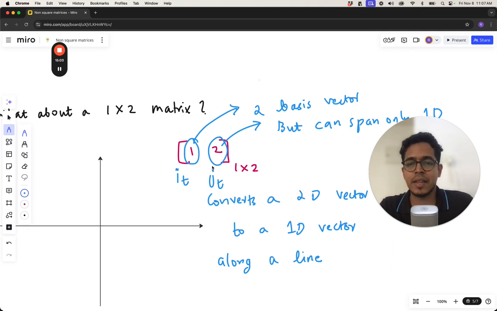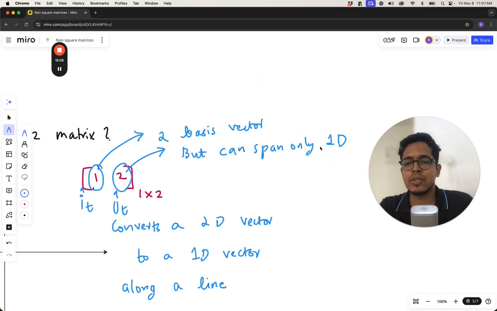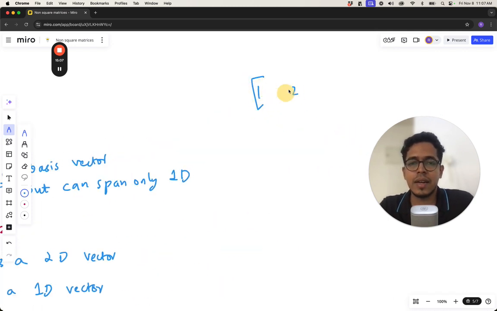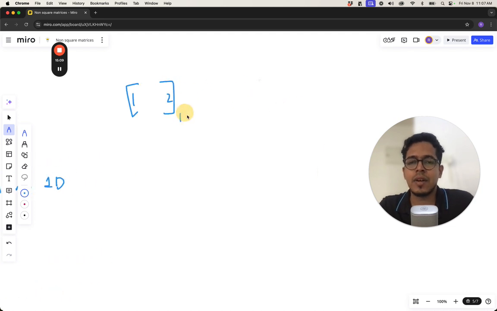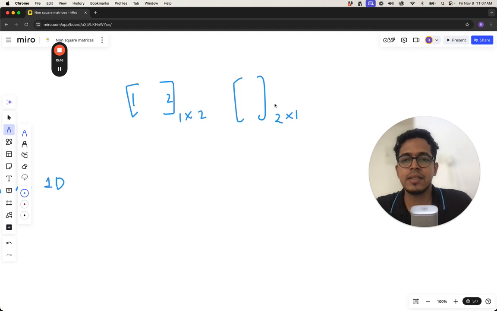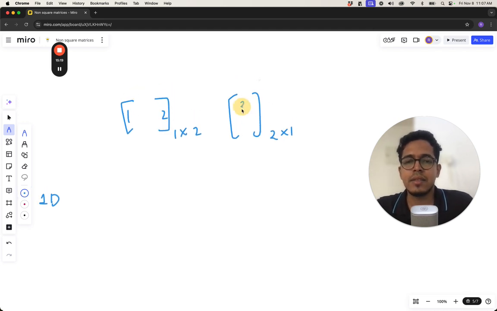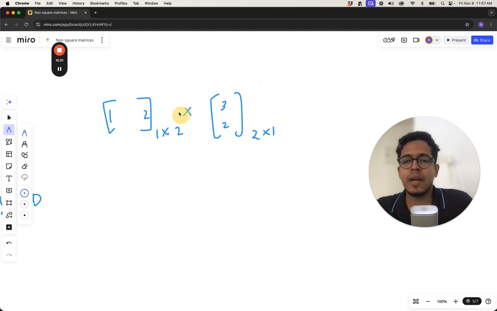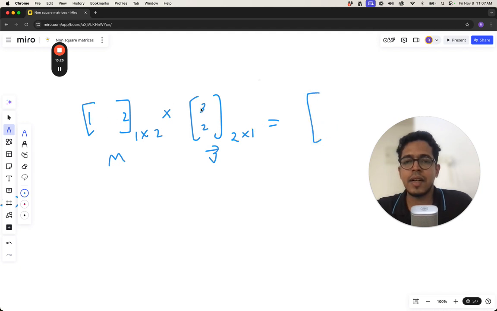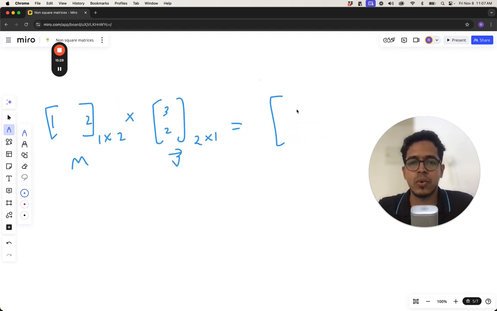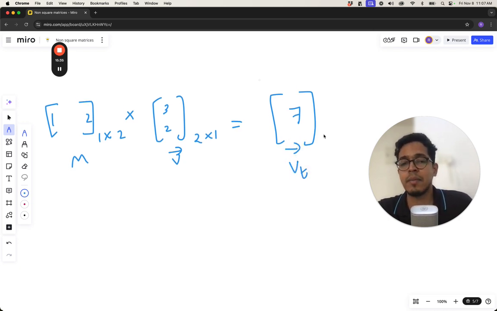two one-dimensional vectors. So let's say 1, 2 is the transformation matrix, and this is 1 by 2, right? Now this can multiply with a 2 by 1 vector that is represented by a 2 by 1 matrix. And let's say my vector is 3, 2. Then if you multiply this matrix with this vector, the result is 1 times 3 plus 2 times 2, which is 3 plus 4, 7. So this is again a vector, but after transformation, it has only one dimension.